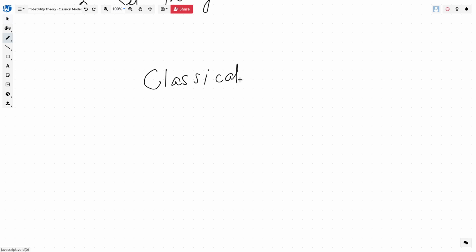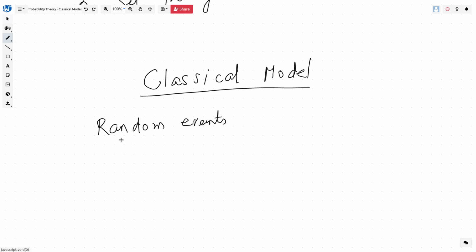In order to understand the classical model of probability, or probability in general, we first have to define a few things, which are called random events, right? So what is a random event? The first thing that comes to mind is the event, because in probability you will see that this word event is used quite a lot, and so we need to understand it. Any event or random event is something whose outcome is not known, right?